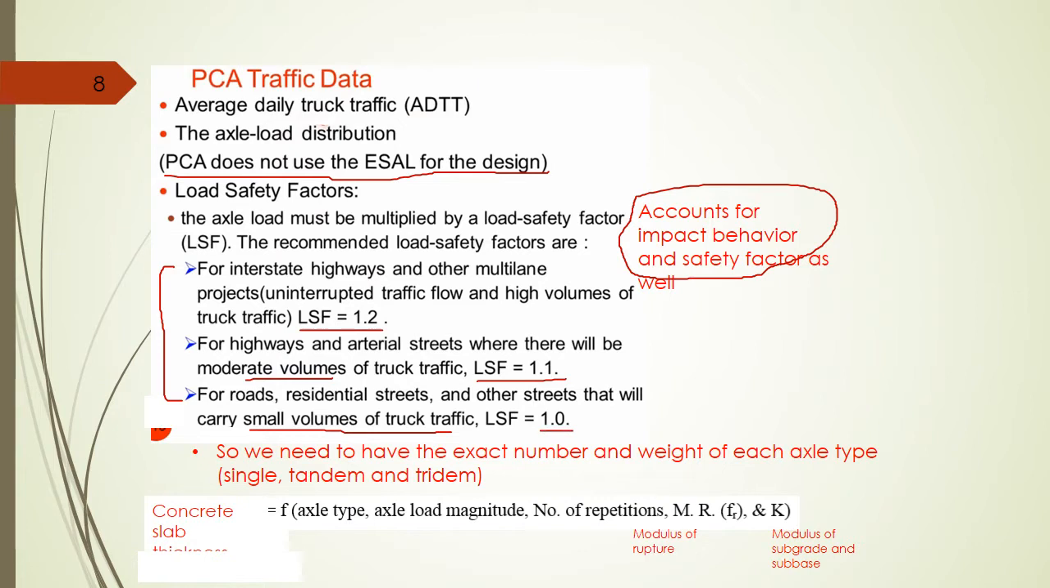So at the end, it's very important to know that we need to have the exact number and weight of each axle type, single, tandem, and tridem if given. The concrete slab thickness is a function of axle type, single or tandem, axle load magnitude, number of repetitions, modulus of rupture, and modulus of subgrade and subbase.